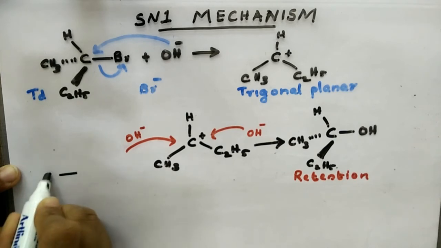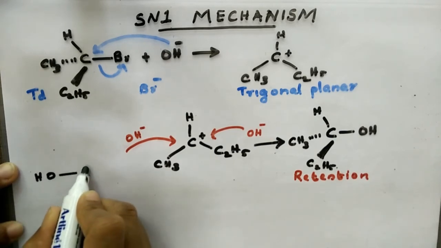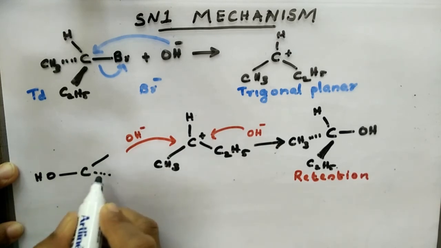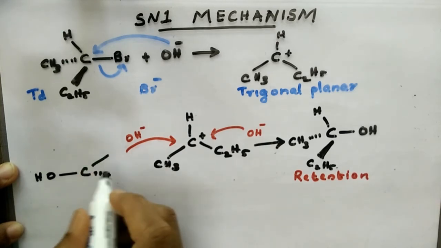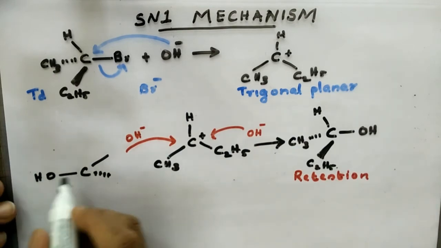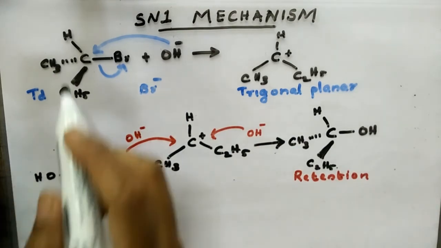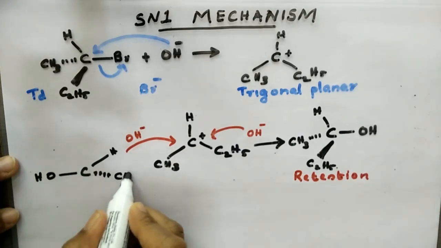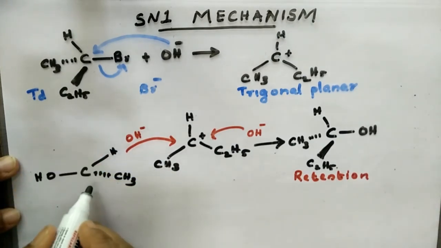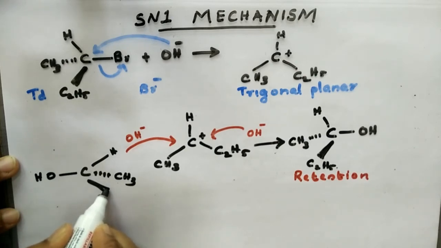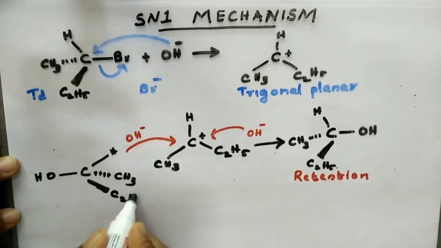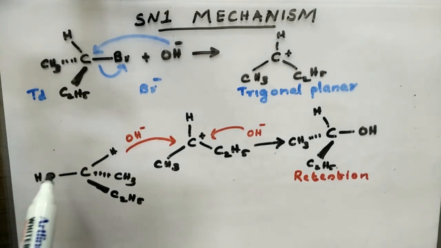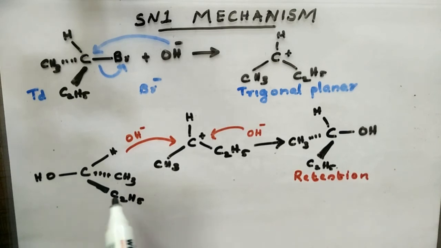The OH will be attaching to this side, so all the groups present on the carbon atom will move away from the hydroxyl group. So here hydrogen is here, the dash line CH3 is here, and in the solid wedge C2H5 is here. So what is happening actually here? The configuration has changed, opposite.